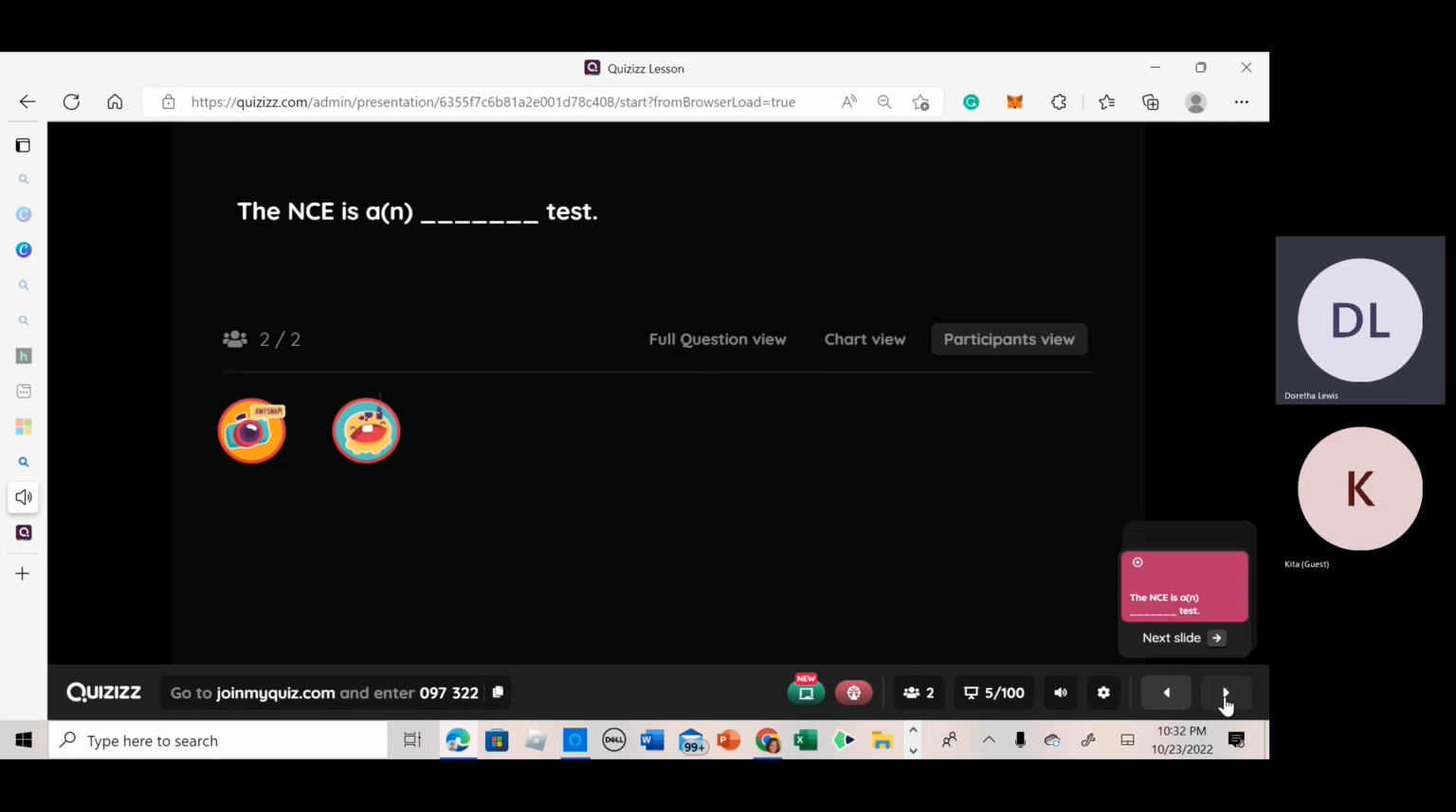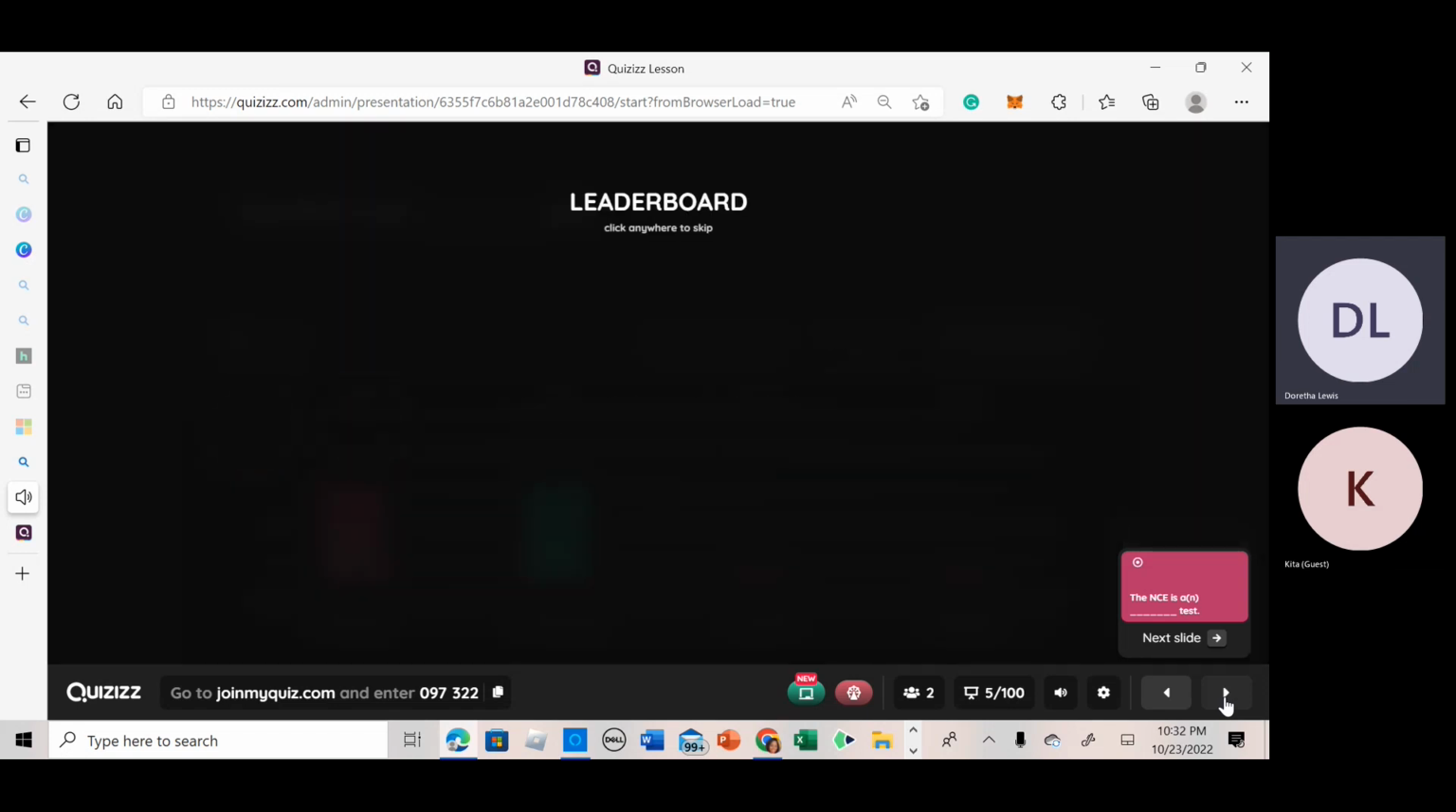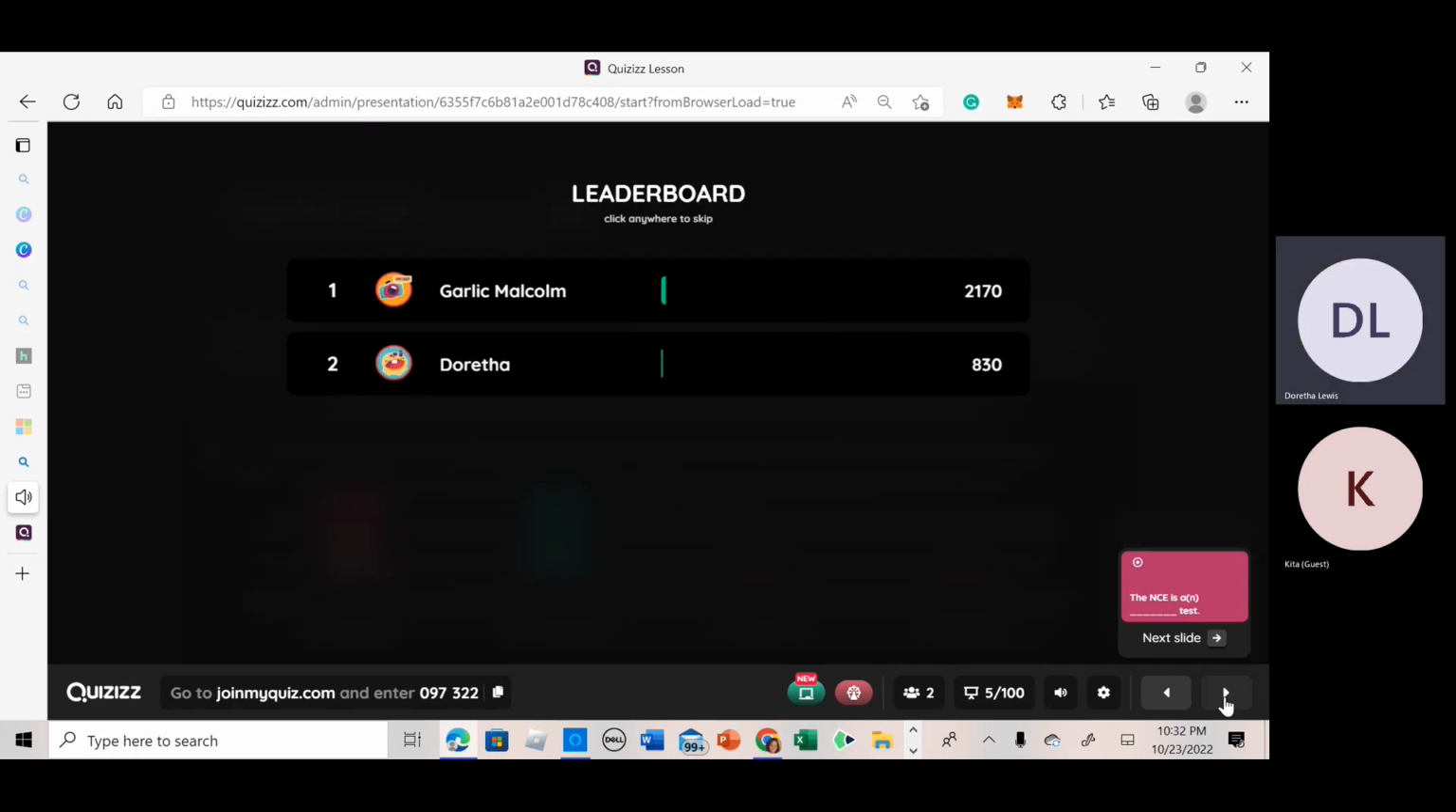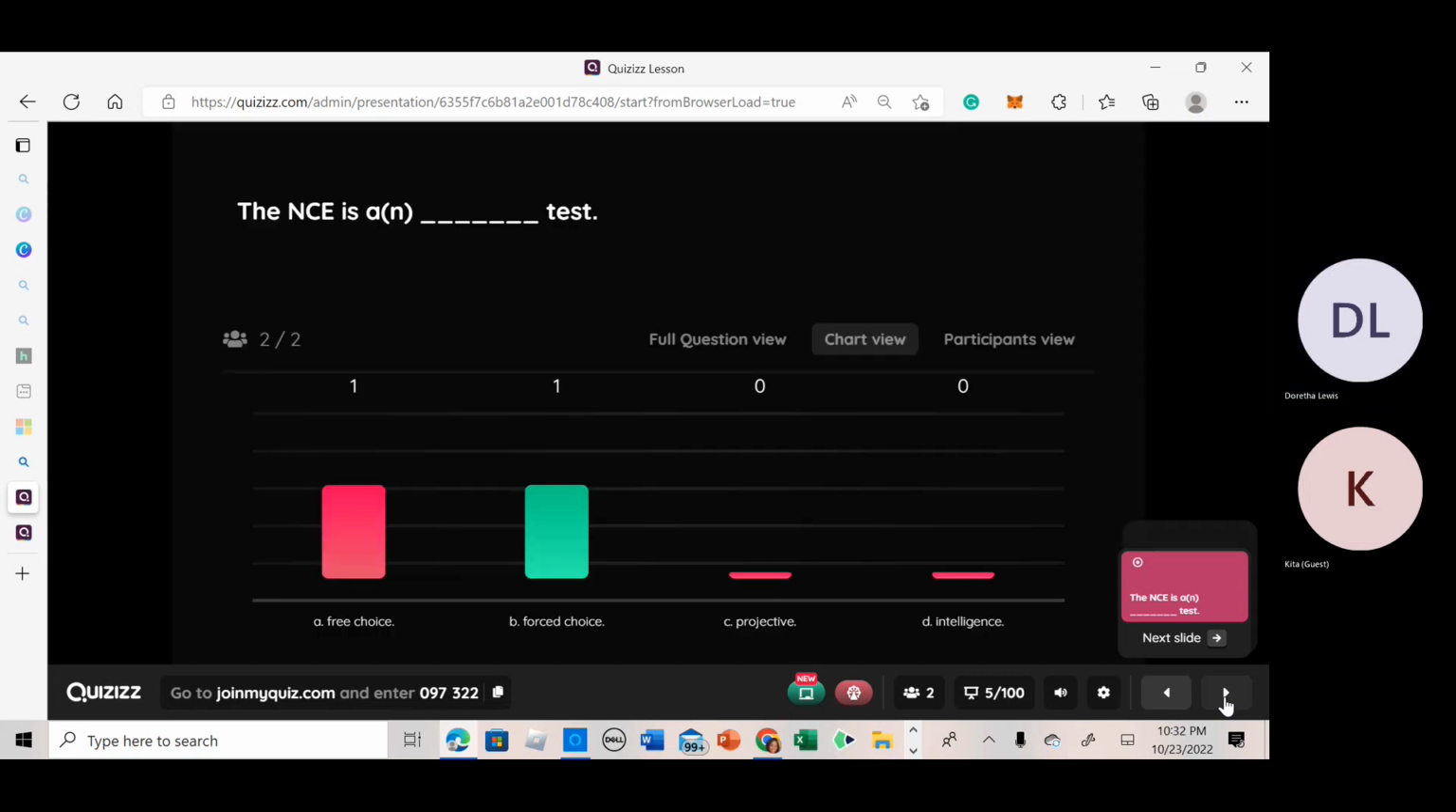A short answer test is a free choice test. The NCE is a forced choice test. Forced choice items are sometimes known as recognition items. This book is comprised of forced choice recognition items. On some tests, this format is used to control the social desirability phenomenon, which asserts that the person puts the answer he or she feels is socially acceptable.